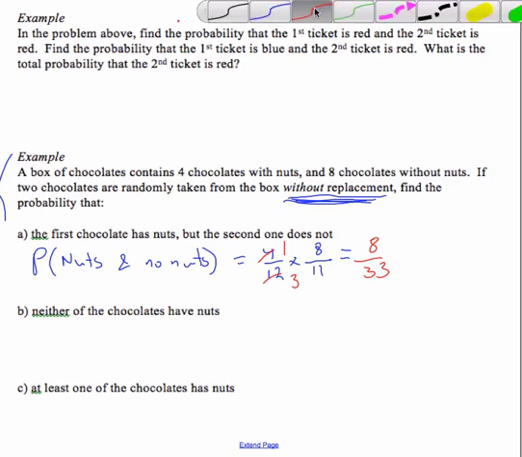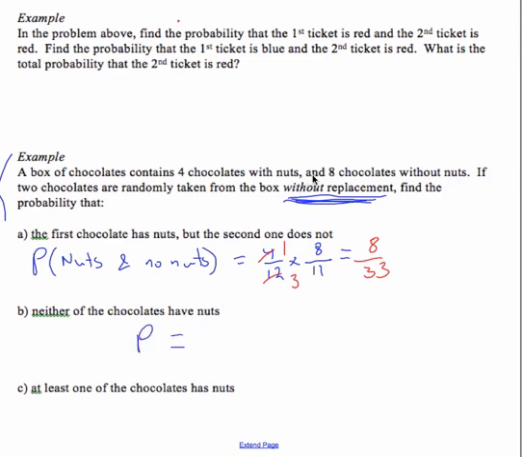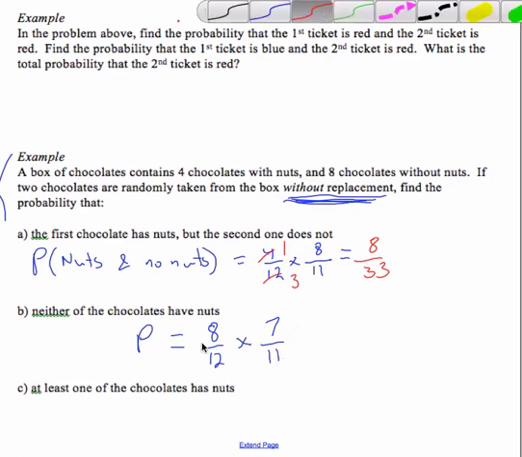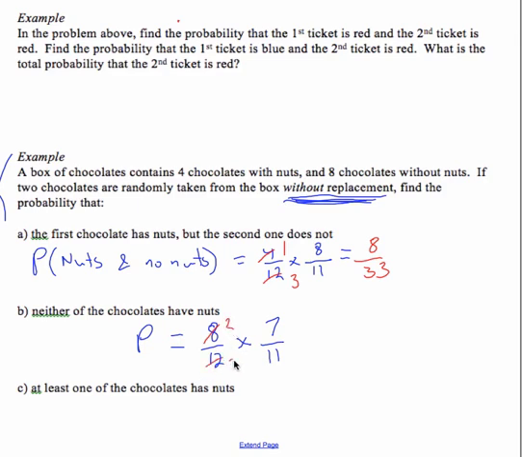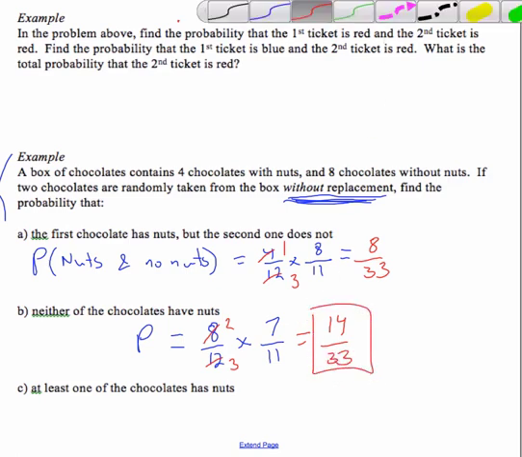What's the next one? The probability that neither of the chocolates have nuts. Okay? So that's going to be, well, neither of them have nuts, so the probability is 8 out of 12 that the first one doesn't have nuts. But now we have 7 chocolates with no nuts and a total of 11 in there. Let's do some simplifying. Divide these by 4 and we get 2 and 3, and that's all we can do. 2 times 7 is 14. 3 times 11 is 33. Okay. That looks fairly close to half, or 50%.